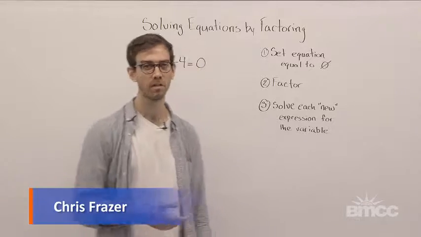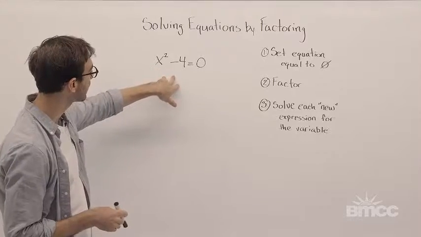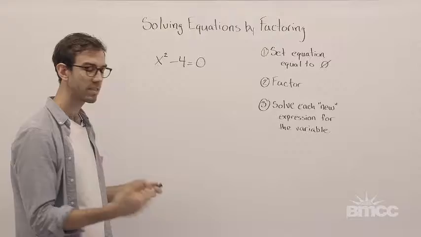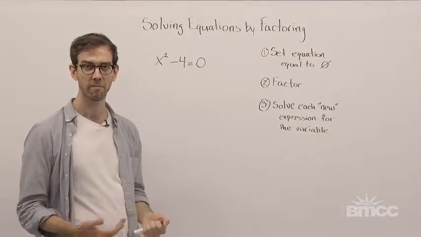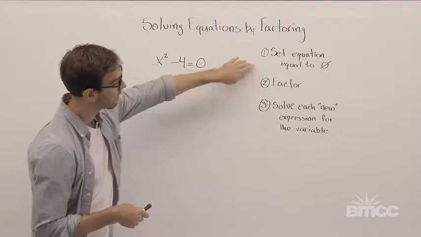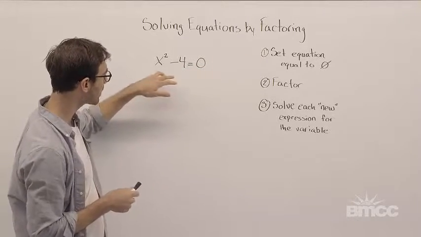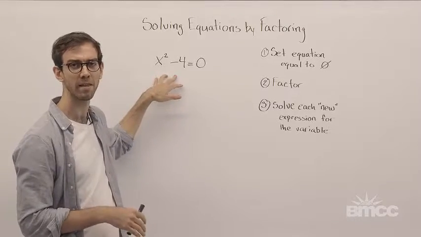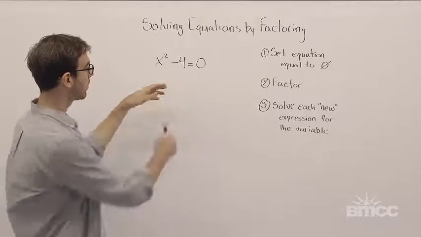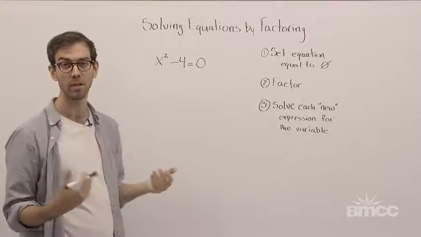Today we're going to continue solving equations by factoring. So we have an example here, x squared minus 4 is equal to 0. In the last video we looked at how we could use the GCF method to start factoring. We can jump straight into it because our equation is already equal to 0. But if we try to use the GCF method here, we see that there's no common factor that we can pull out to simplify this. So we're going to have to jump to another method.